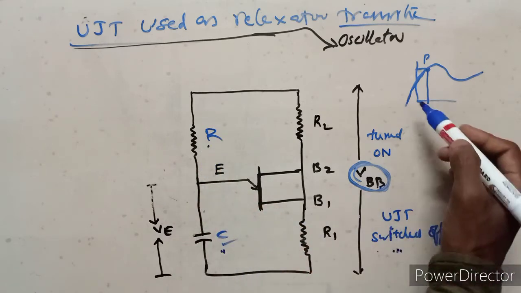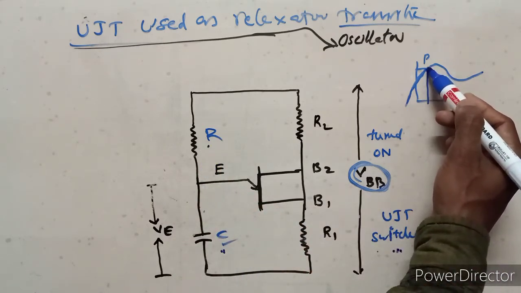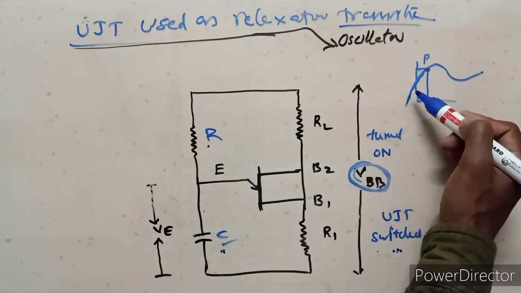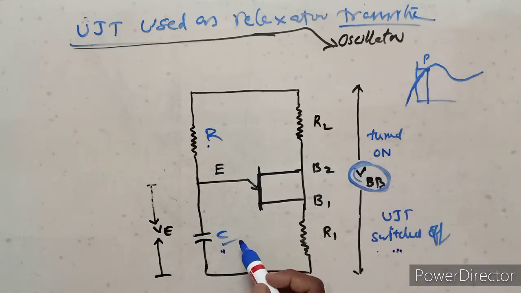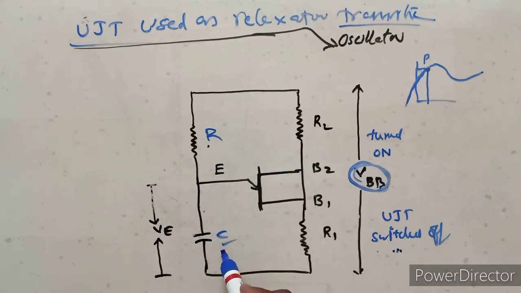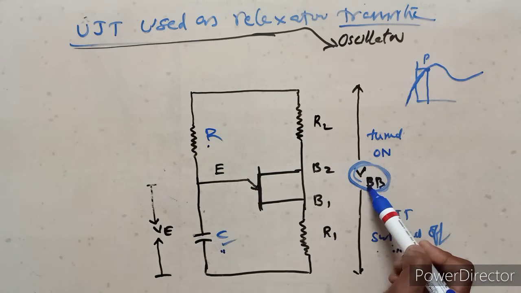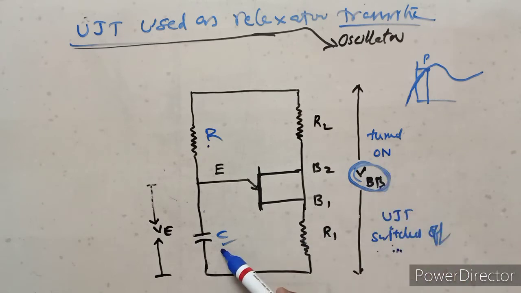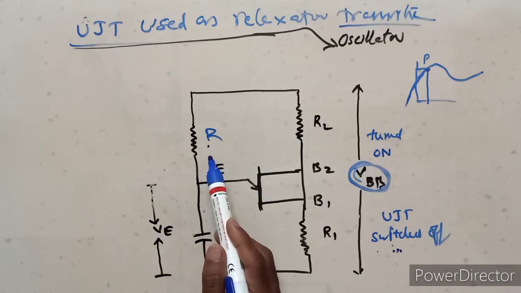The voltage rises to the peak point. At that time, the UJT goes to low resistance conducting mode, and the capacitor automatically discharges. When the capacitor is discharged, the capacitor voltage falls to 0. Then the emitter current stops and the UJT is switched off. Next, VBB is turned on and the capacitor charges through the resistance.